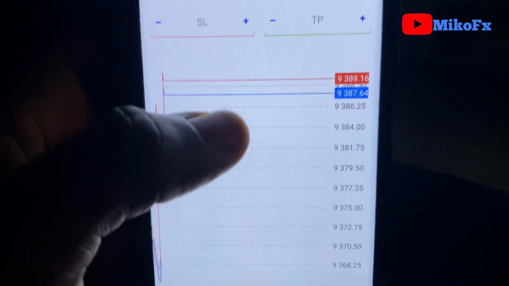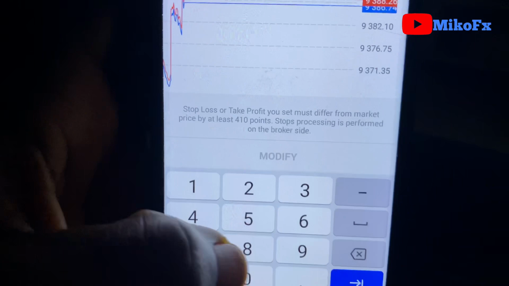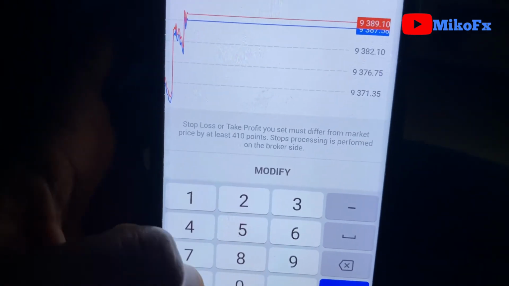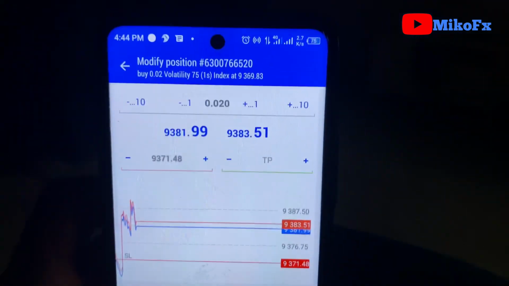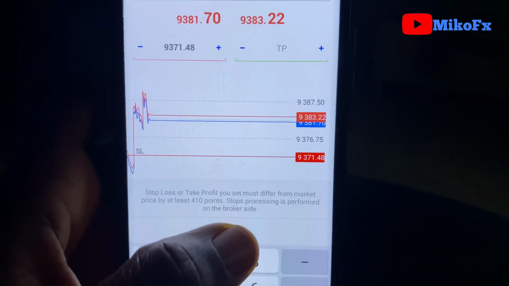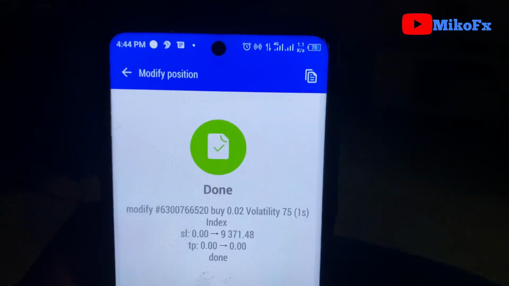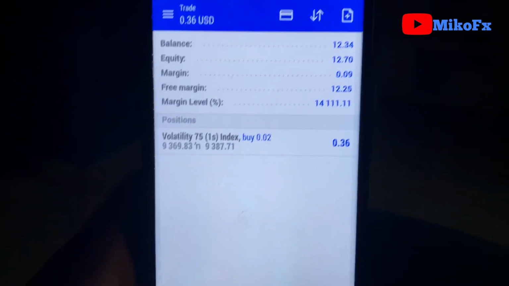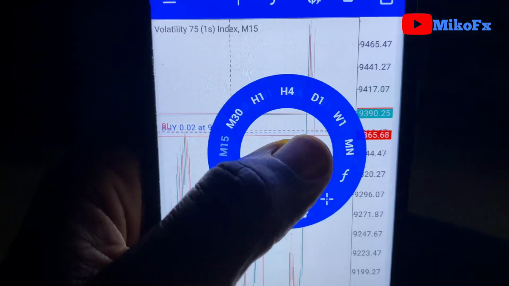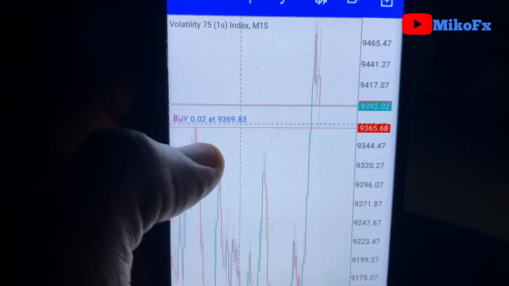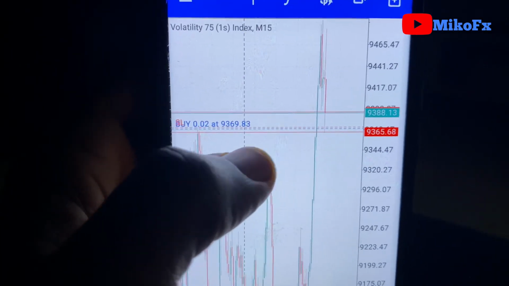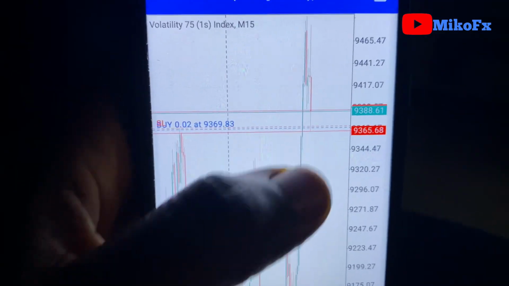Modify stop loss. 9371.48. So 97.48. Modify. So guys, as it is, I've already set my stop loss at the level of my entry. As you can see, it's going in the direction of our speculation. So this is a strong key level. This is a major key level. So that's why it reacted the way it's reacting.